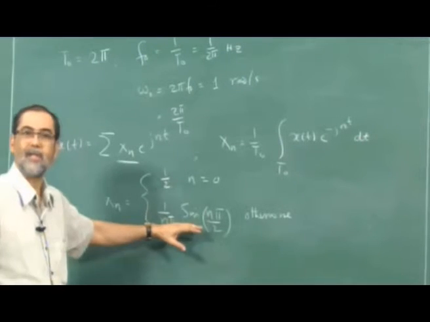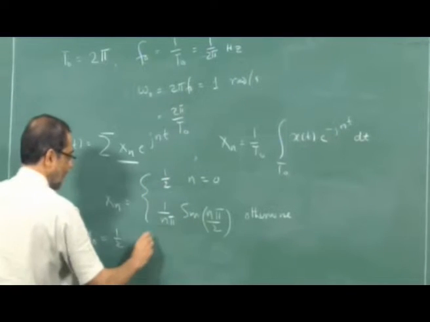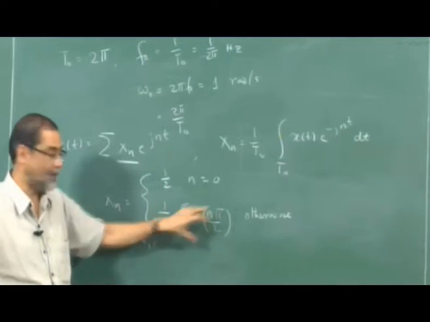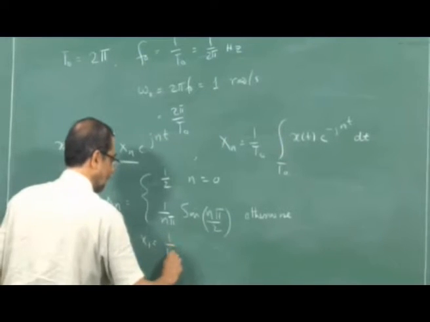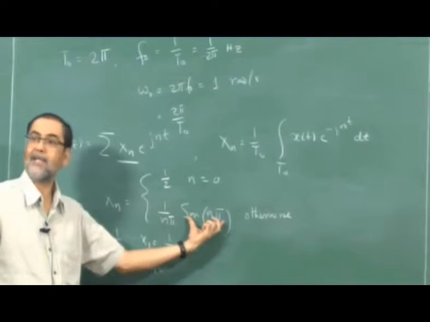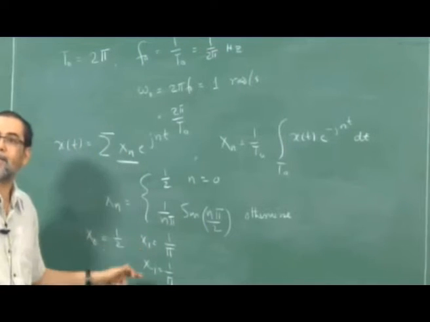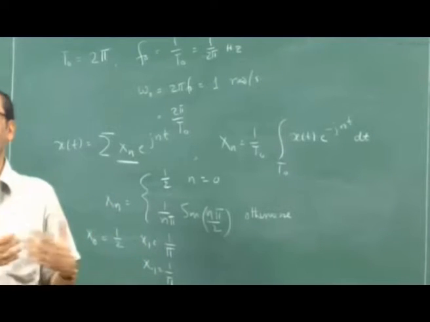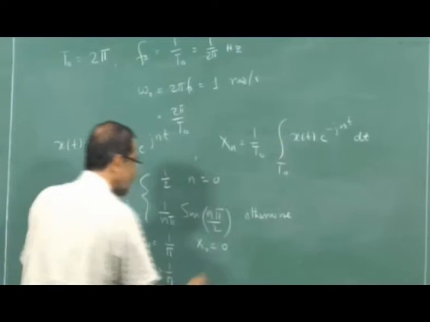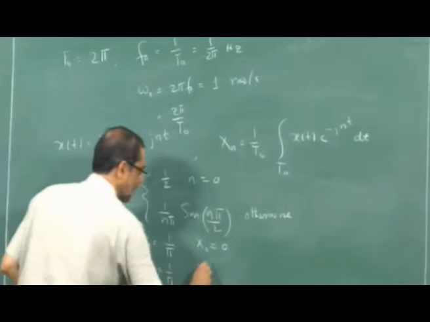So it is very easy to see that in this case x0 is half, already shown here. For n equal to 1, the numerator is 1, the denominator is pi, so x1 is 1 by pi. Similarly x minus 1, n is minus 1, so sine minus pi by 2 is minus 1, there is a minus 1 in the denominator here, so it is again 1 by pi. So both x1 and x minus 1 are 1 by pi. Unlike the previous example where xn was complex, here xn is real, and x2 is 0 because you substitute n equal to 2, so sine pi is 0. Similarly x minus 2 is 0.